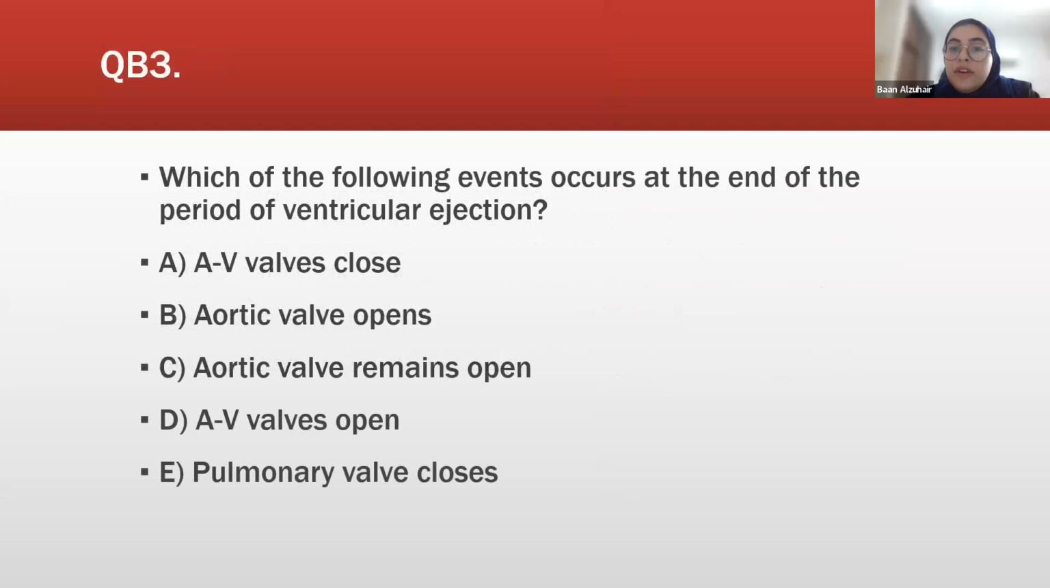Which of the following events occurs at the end of the period of ventricular ejection? Remember the diagram I explained? Yes, Yasser and Saad, you guys are correct. Pulmonary valve closes along with aortic valve. That happens at the end of ventricular ejection. Okay, really good.